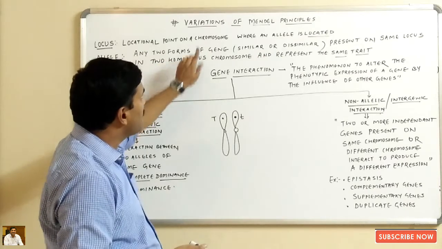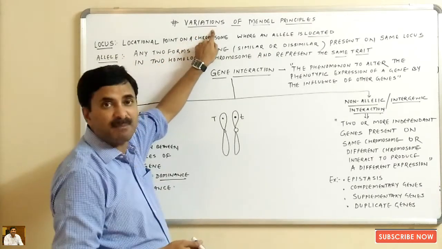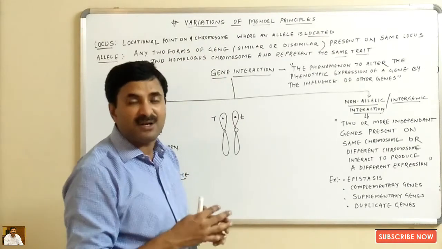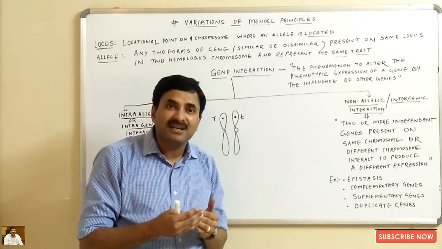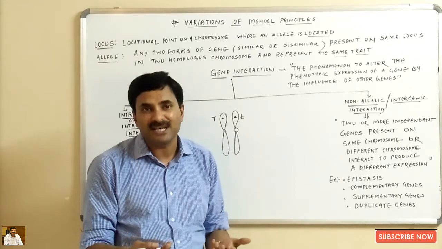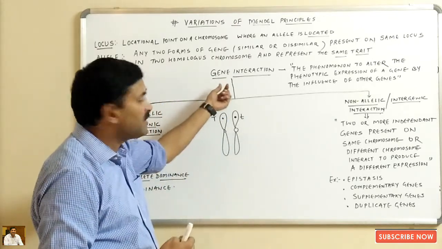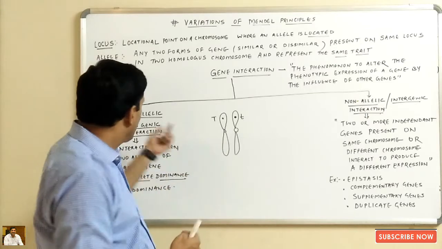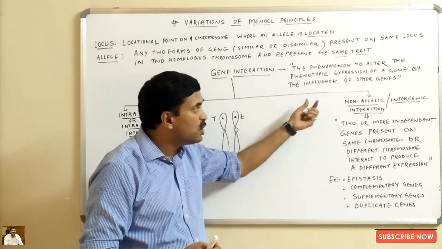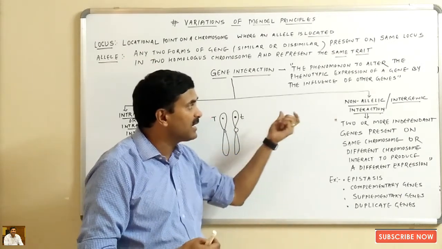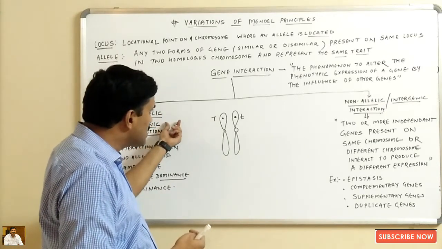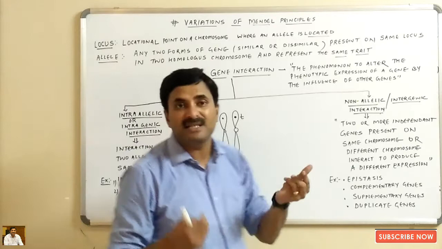And if we want to study the variations of Mendel's principles, we first have to study gene interaction. Now what is gene interaction? When one gene interacts with another gene and alters the phenotypic expression of the other gene, it is called gene interaction. Gene interactions are basically of two types. One is known as intra-allelic gene interactions, and the other is known as non-allelic or intergenic interactions. It means we can say there are allelic gene interactions and non-allelic gene interactions.